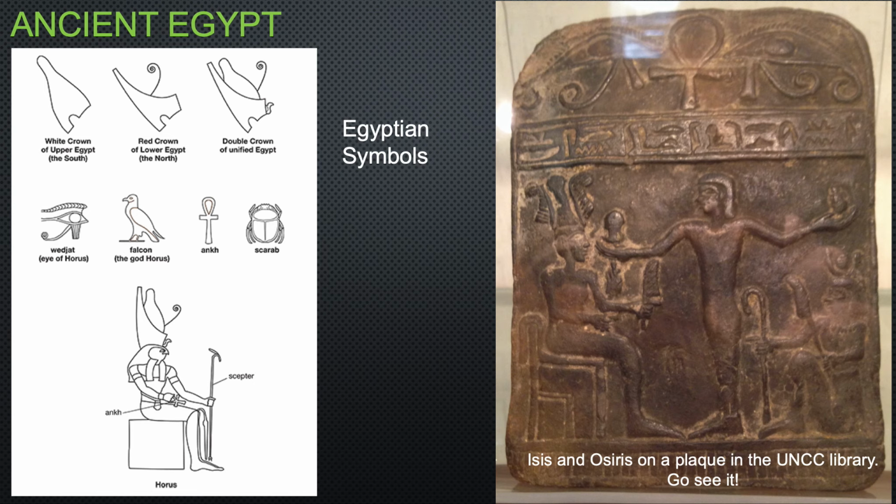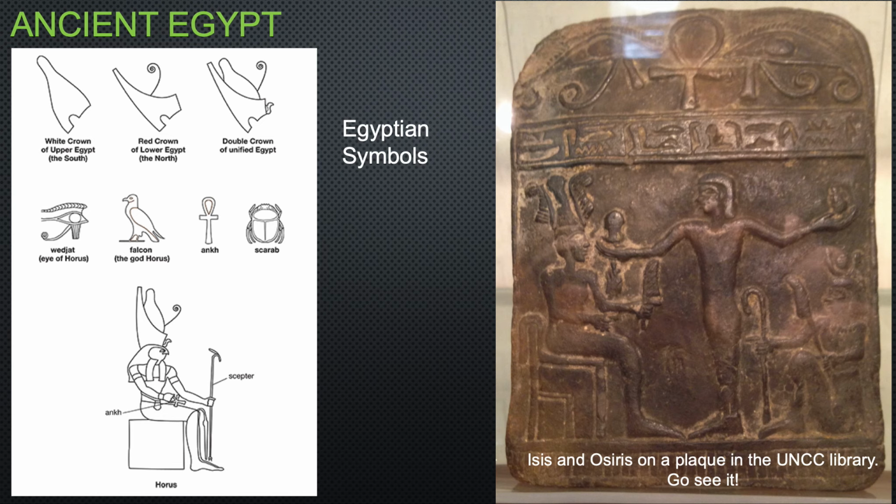Now here are some of the symbols of ancient Egypt that you may have seen before. So on the left is the white crown of Upper Egypt, the red crown of Lower Egypt. Once the two Egypts were combined, the two crowns were combined. This eye is the eye of Horus, also known as a wedjat. And then a falcon is the god Horus himself. The ankh there is a symbol of life, and the scarab, I believe, is the symbol of the afterlife. There's a seated Horus there with all kinds of symbols on him.